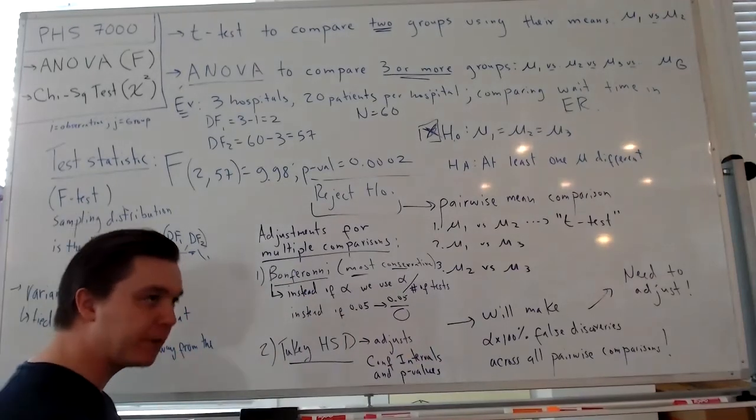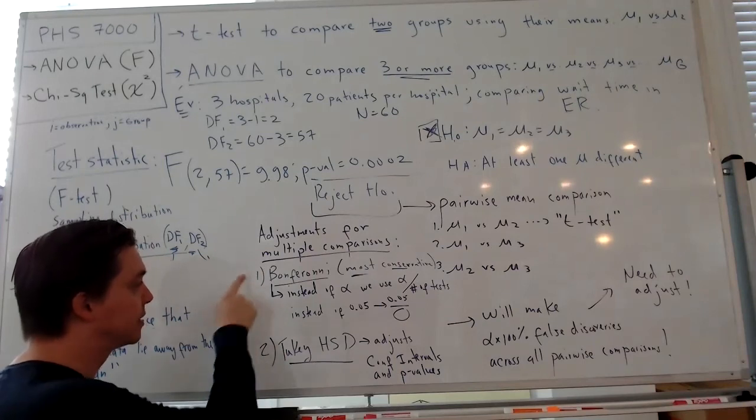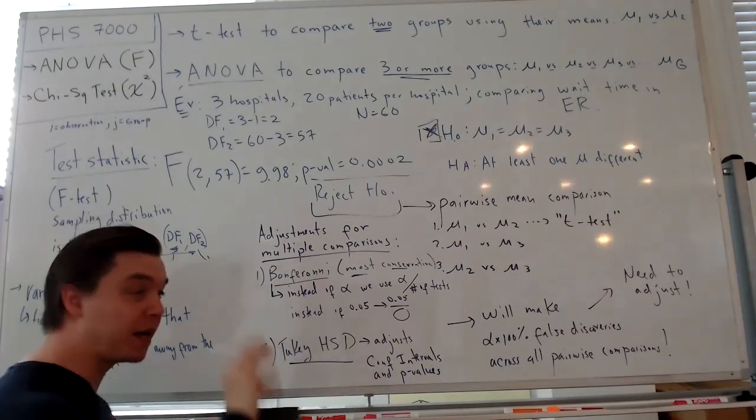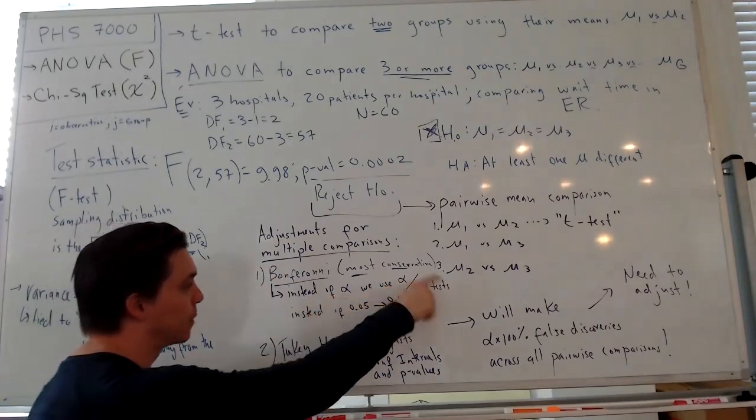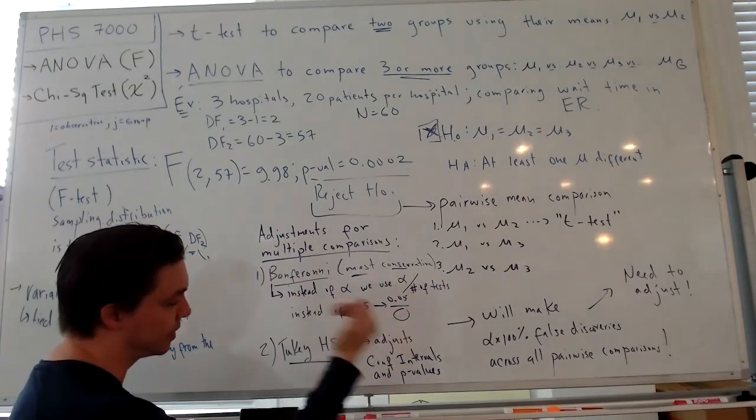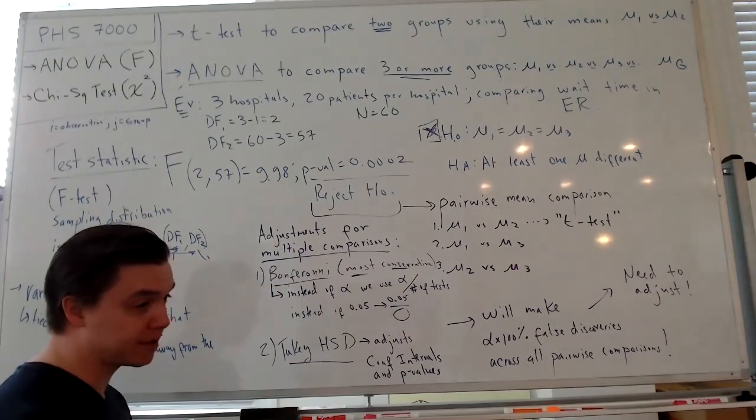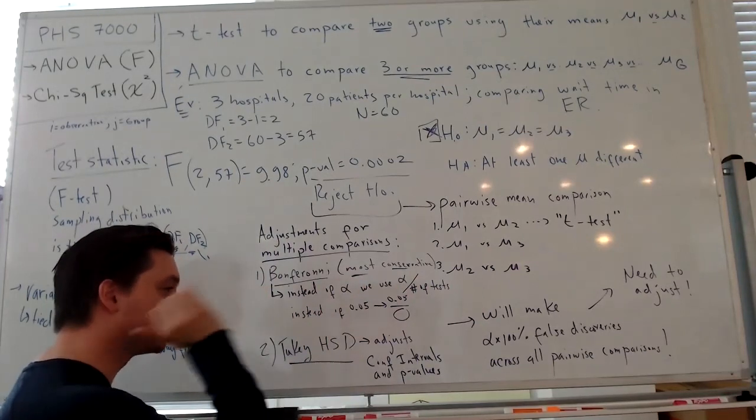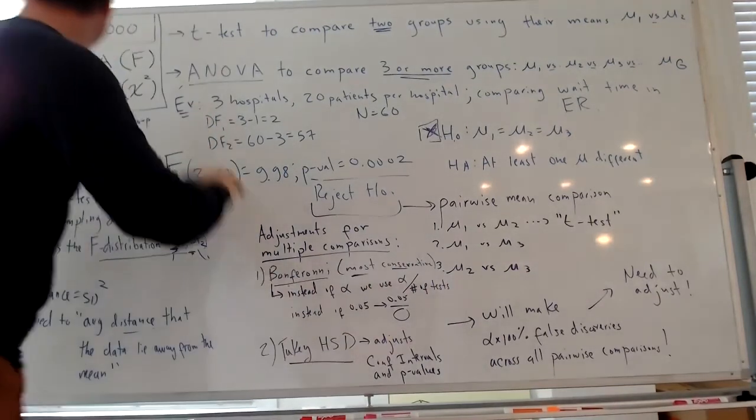I'm hand waving here because this is outside the scope of this class, but the 2 most popular ones, at least for general biostat, are Bonferroni, most conservative, where instead of alpha, we use alpha over the number of tests, or Tukey HSD. It adjusts the confidence intervals and the p-values to ensure that your overall false discovery rate remains at alpha. All right, so that takes care of the ANOVA.